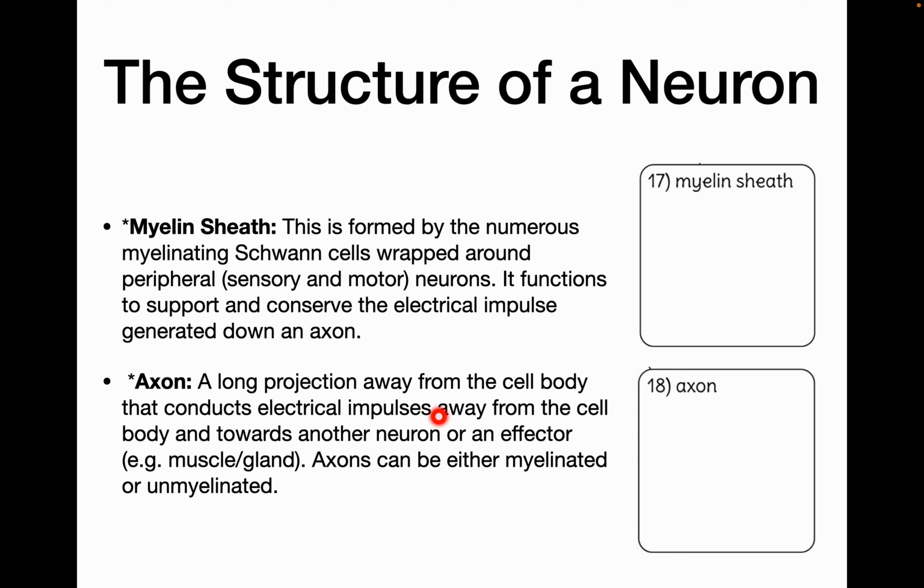And then the axon itself is that long bit of cell projection that can vary in significant length between species. And it takes electrical impulse away from the cell body and towards either another neuron or an effector like a muscle cell or a gland. They can be myelinated. We're going to focus on myelinated ones because they're the most useful ones, but they can also be unmyelinated. Depends on the cell. Okay, we'll talk about ones in giant squid later that are not myelinated.